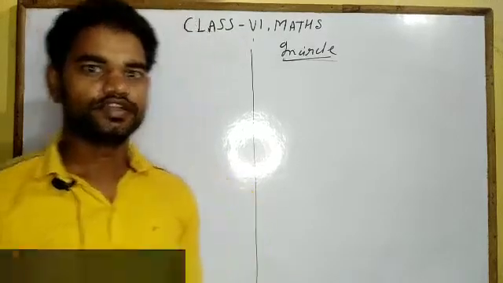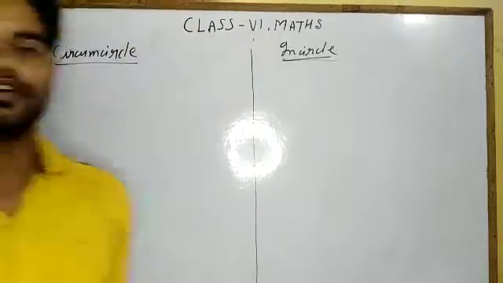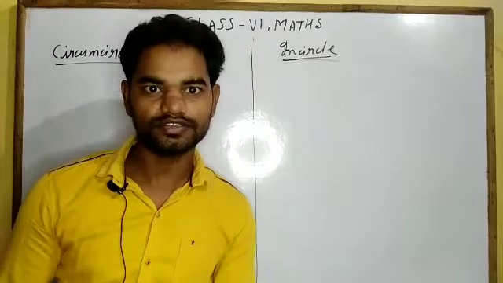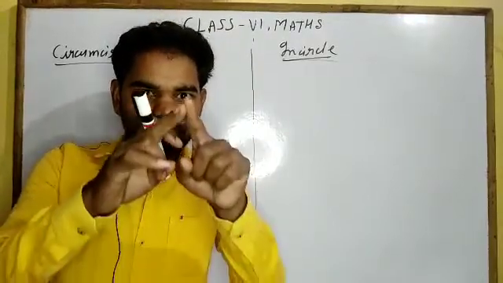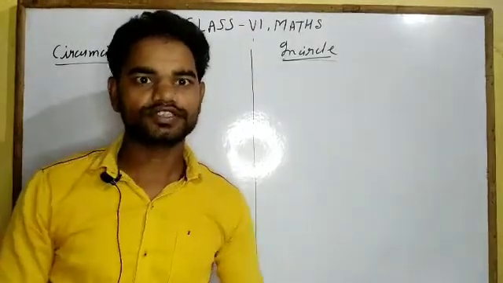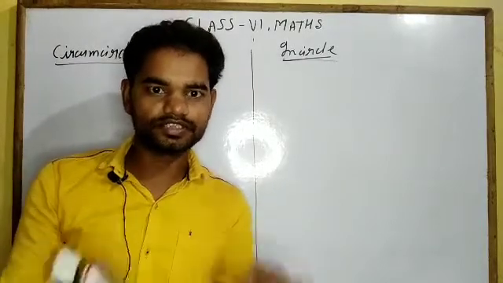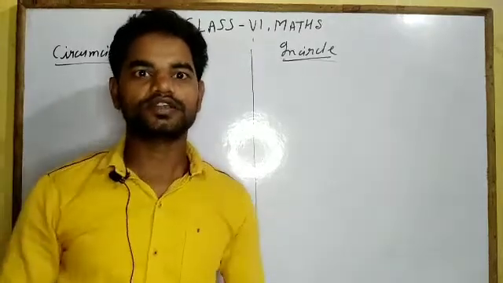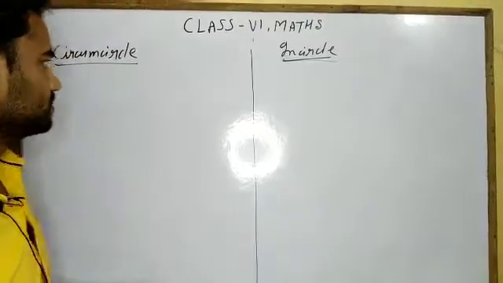Dear students, today we are going to learn circumcircle and incircle. First of all, I would like to know what is the circumcircle and what is the incircle. Circumcircle means a circle which is drawn outside the triangle and passes through all the three vertices of the triangle. This is the circumcircle, and incircle means inside. So the circle which is drawn inside the triangle and touches all the three sides of the triangle.